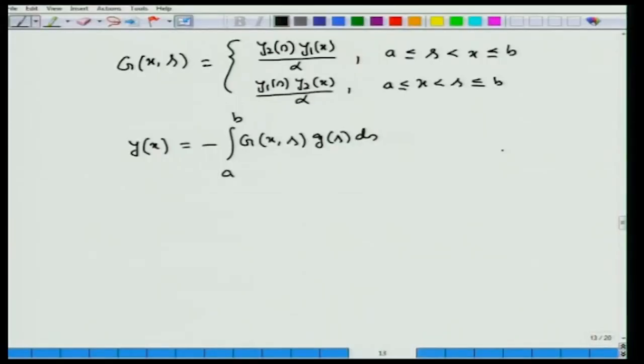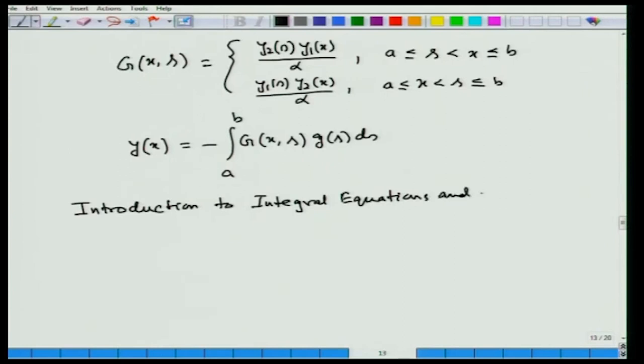There are various books which have discussed the construction of Green's function in order to solve the non-homogeneous boundary value problem, but the approach that I have presented here is taken from the book Introduction to Integral Equations and Applications by A. J. Jerri. So, this is the solution of the non-homogeneous boundary value problem.